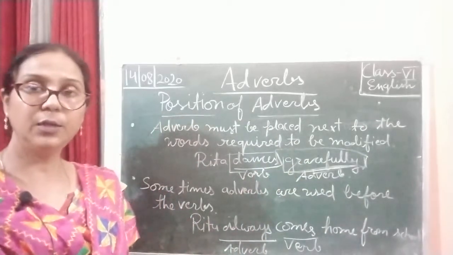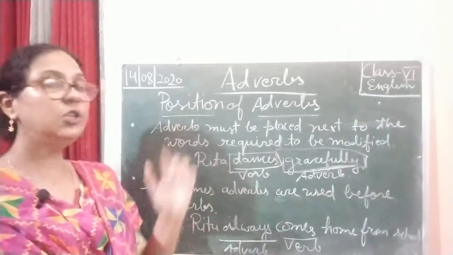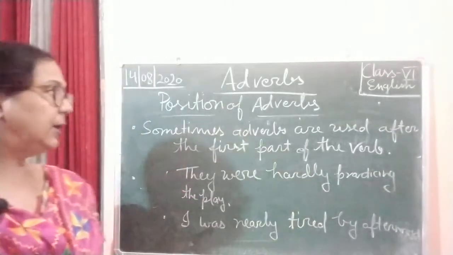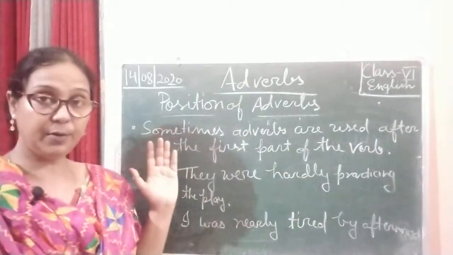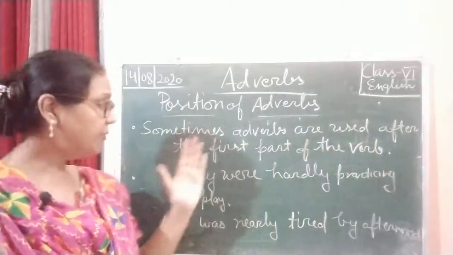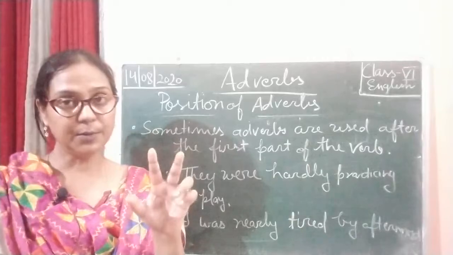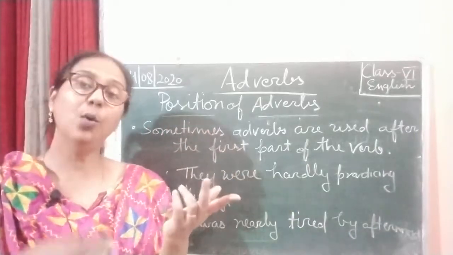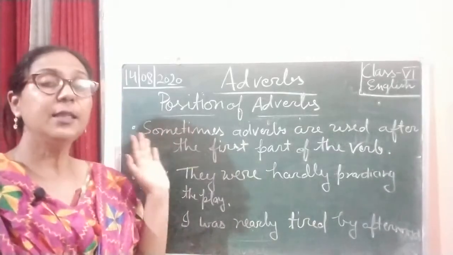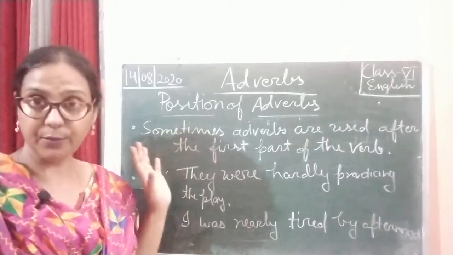So now we are going to discuss the third point of position of adverbs. Now in the third point you can see the position of adverb can be changed. Sometimes adverbs are used after the first part of the verb. Whenever there are two verbs, the first is a helping verb and the other is the main verb, so sometimes it happens that the adverb is used after the first part of the verb.